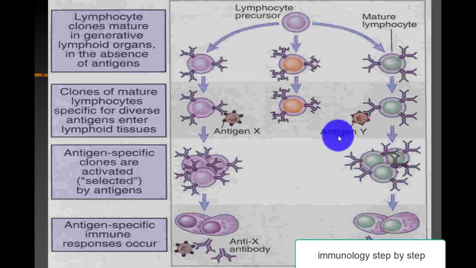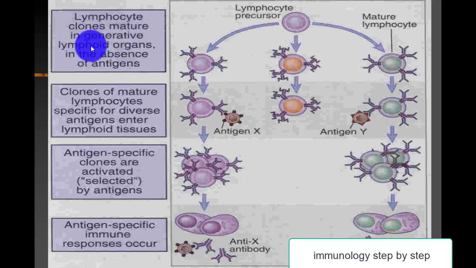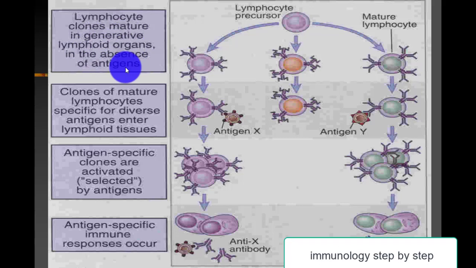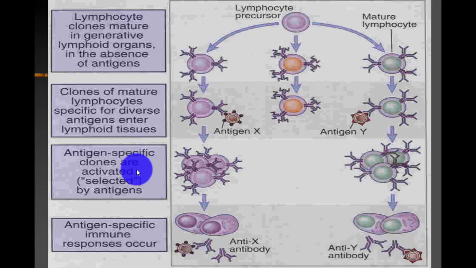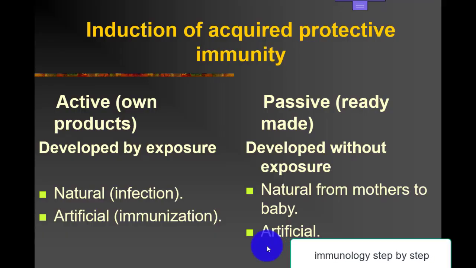This is the antigen and the mature lymphocyte. Lymphocyte clones mature in the generative lymphoid organs in the absence of antigen. Clones of mature lymphocytes specific for diverse antigens enter the lymphoid tissue. Antigen-specific clones are activated and selected by the antigen. Active immunity is developed by exposure, through natural infection or artificial immunization.